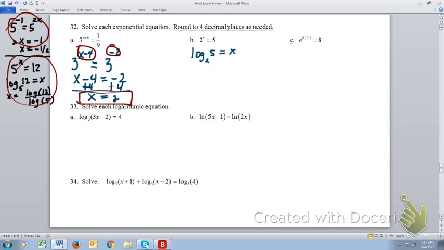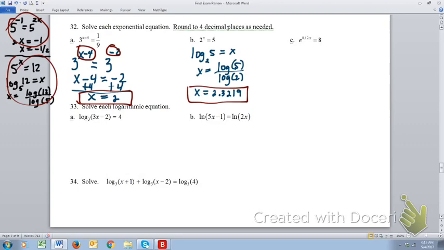Again, some of you can put that in your calculator directly. Others will need to use the change of base rule. And you should get 2.3219. Notice it says round to 4 decimal places, and so that's why we're doing 4 decimal places.